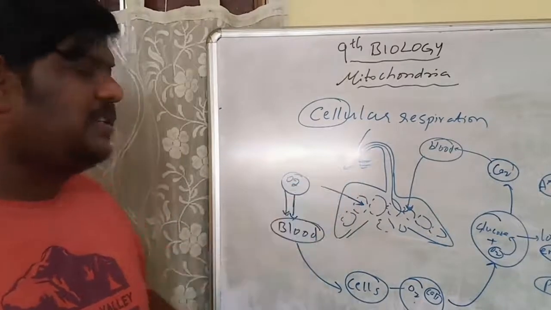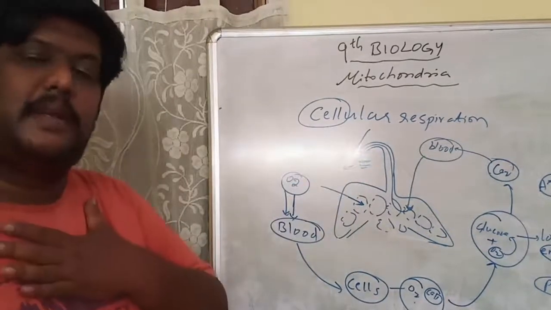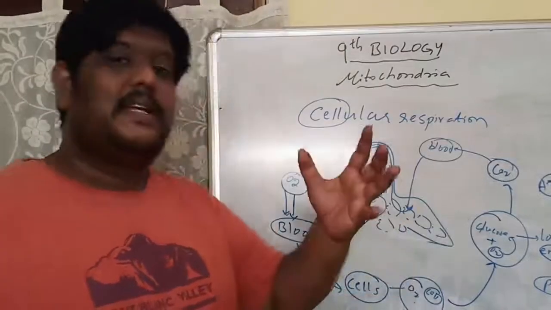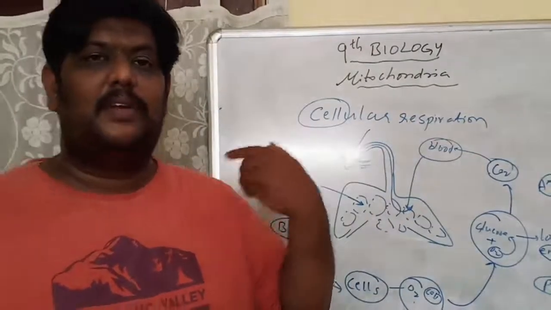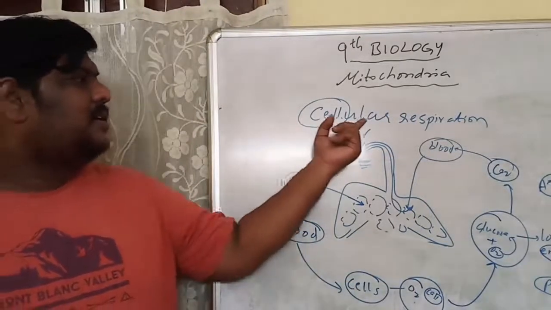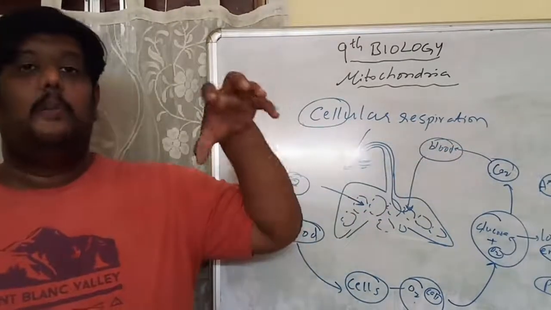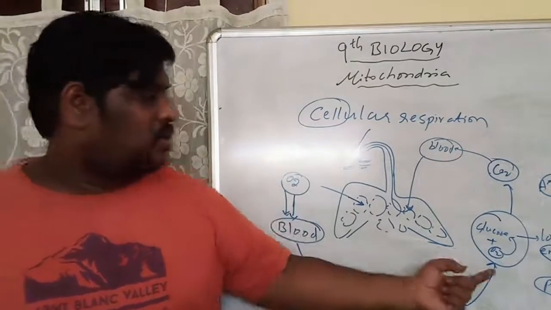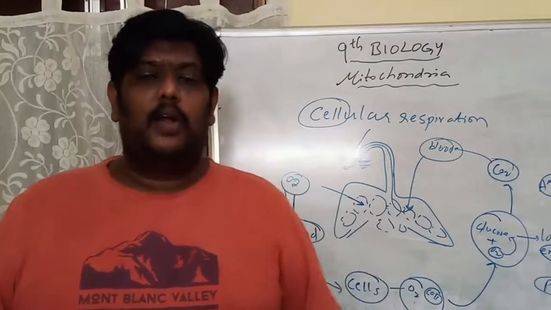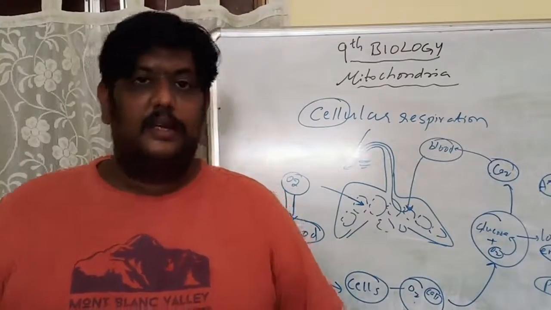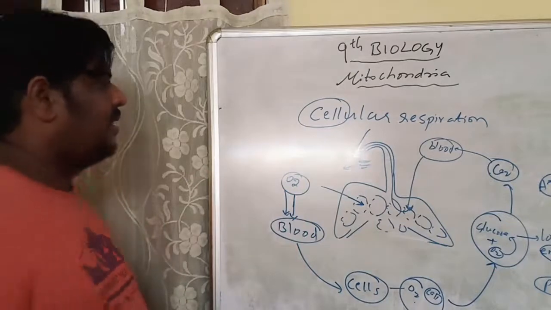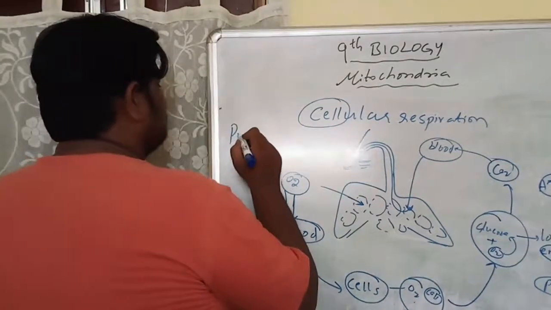So where is the respiration taking place now? It is taking place in the lungs, but especially it is taking place in the cell, because the cell is taking the oxygen and giving out the carbon dioxide. So that's why we call it cellular respiration. And mitochondria are also producing the energy. That's why we call these mitochondria the powerhouses of the cell.